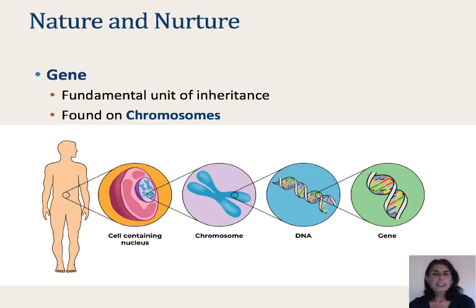Genes direct the cells of the body to produce proteins. These proteins are used in all tissues of the body. They are also used to make the body's chemicals, including enzymes, hormones, and neurotransmitters.